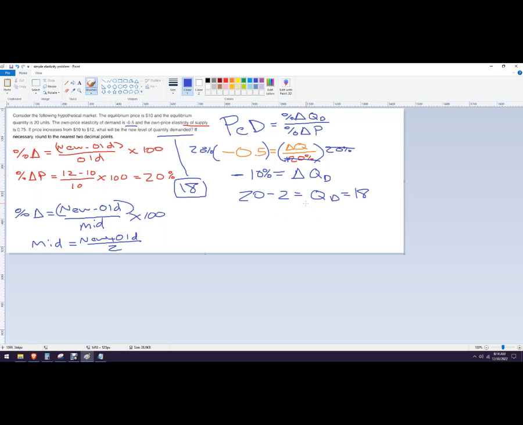But anyway, that's how to solve that. When you know the elasticity, it's quite helpful. Figure out the rest.